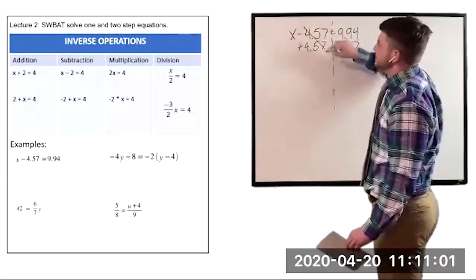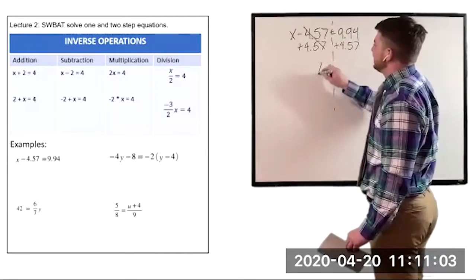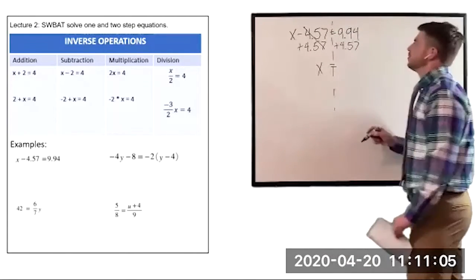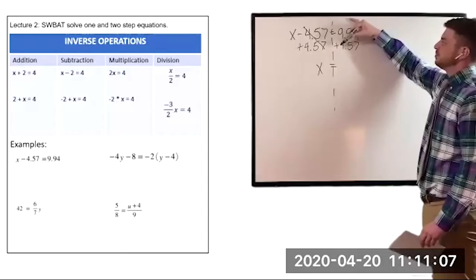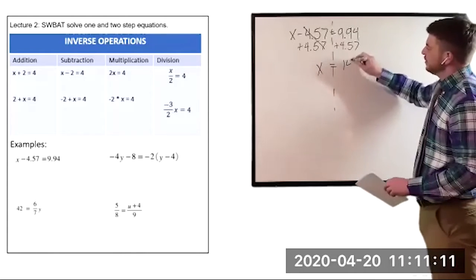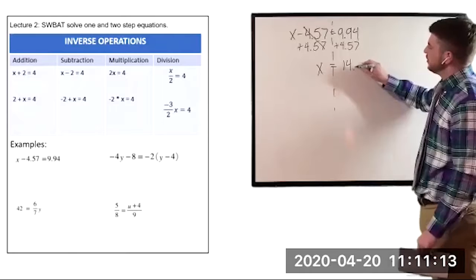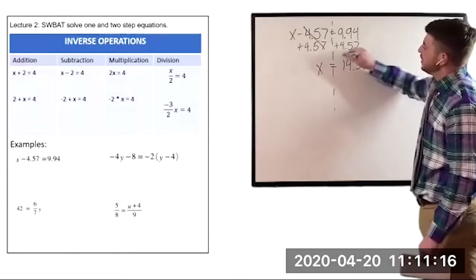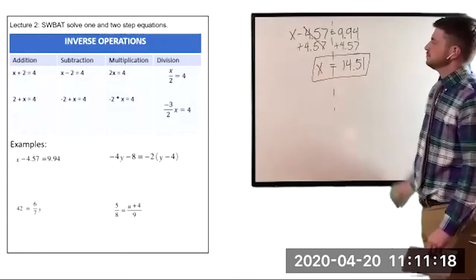So this cancels out over here. So the only thing we have left is x. And then when we do 9.94 plus 4.57, we get 14.51. Okay? So even if you have decimals, our inverse operations still apply.